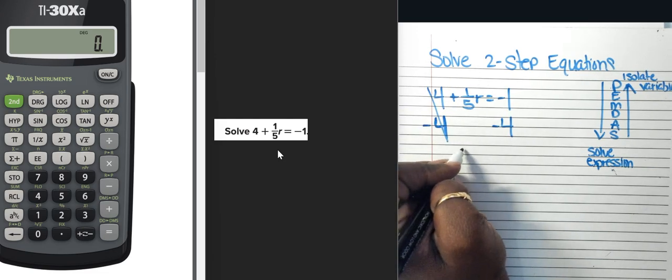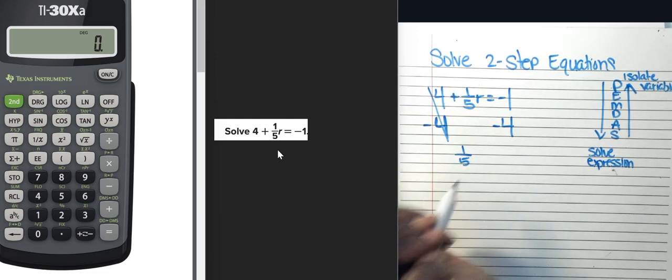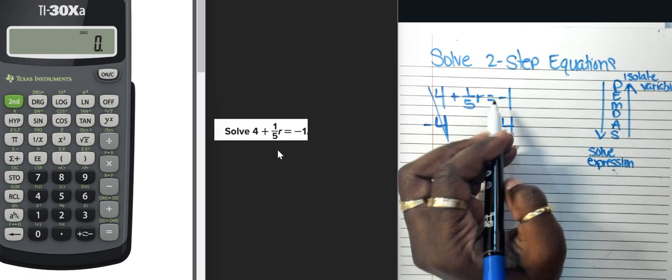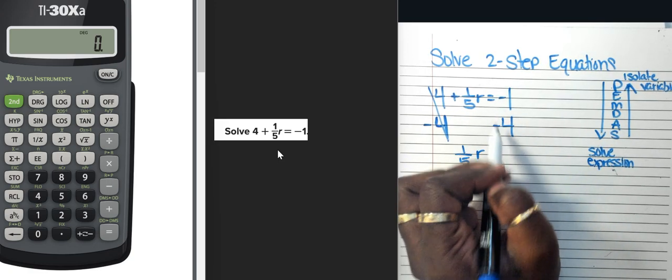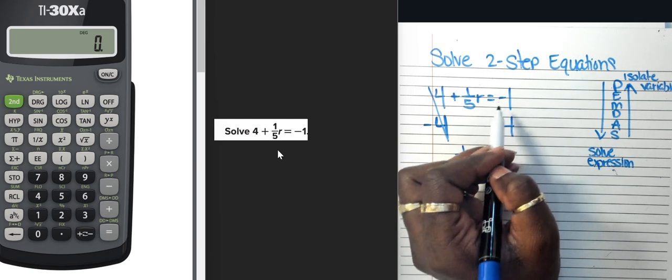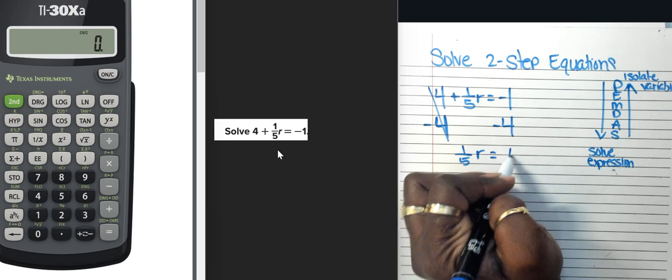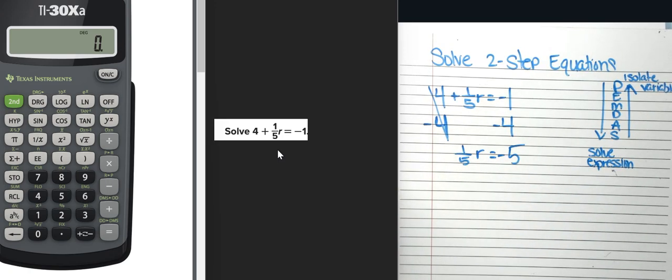We're left with 1/5 r. It's a positive 1/5 times r, and that is going to be equal to -1 minus 4. So both of them are going in the negative direction. So remember, if they're going in the same direction, you use addition. So 4 plus 1 is 5, and they are going in the negative direction.